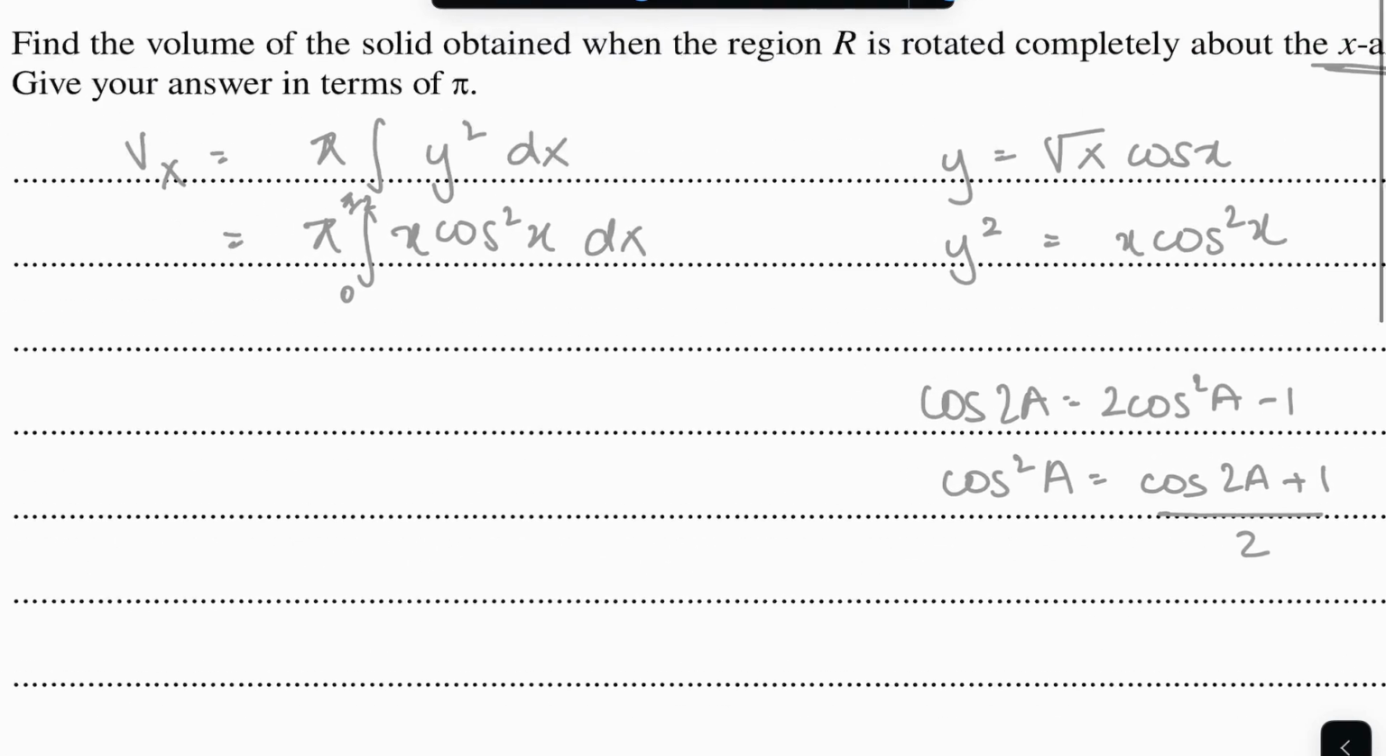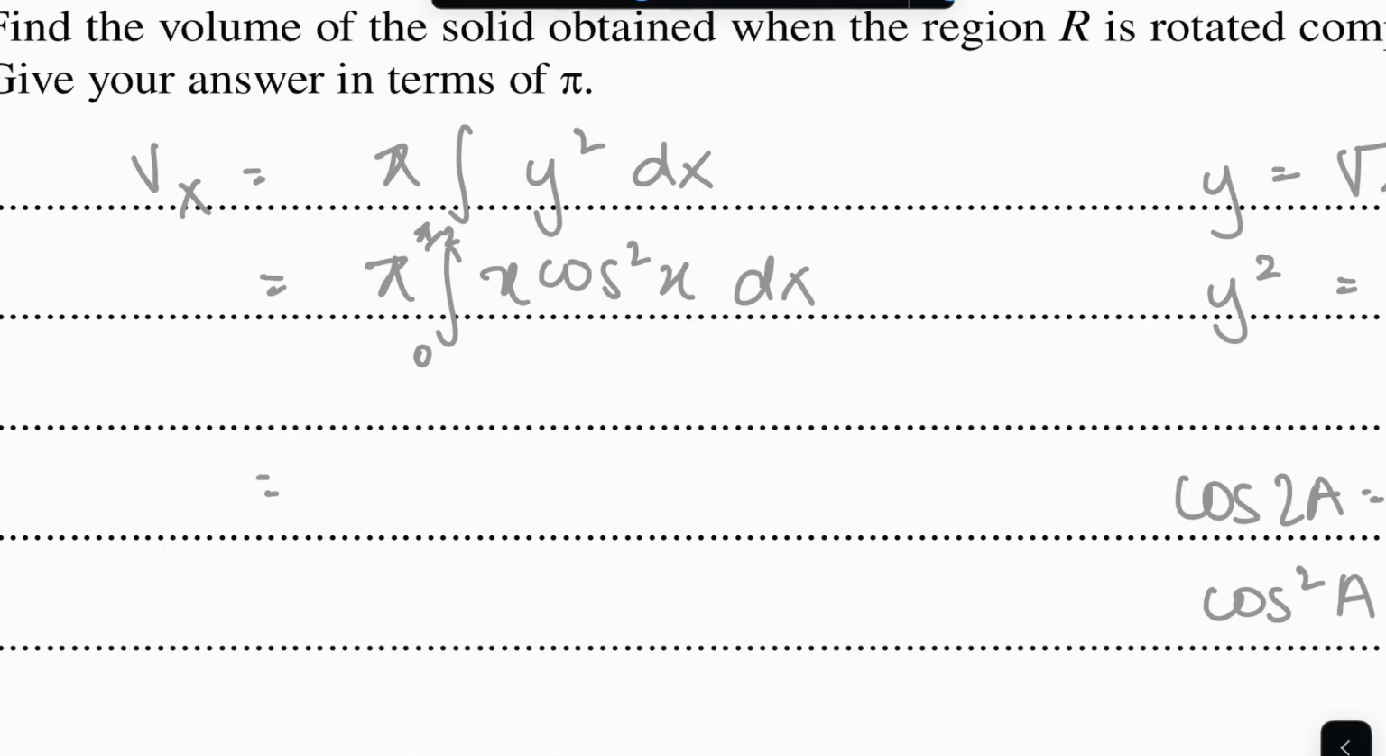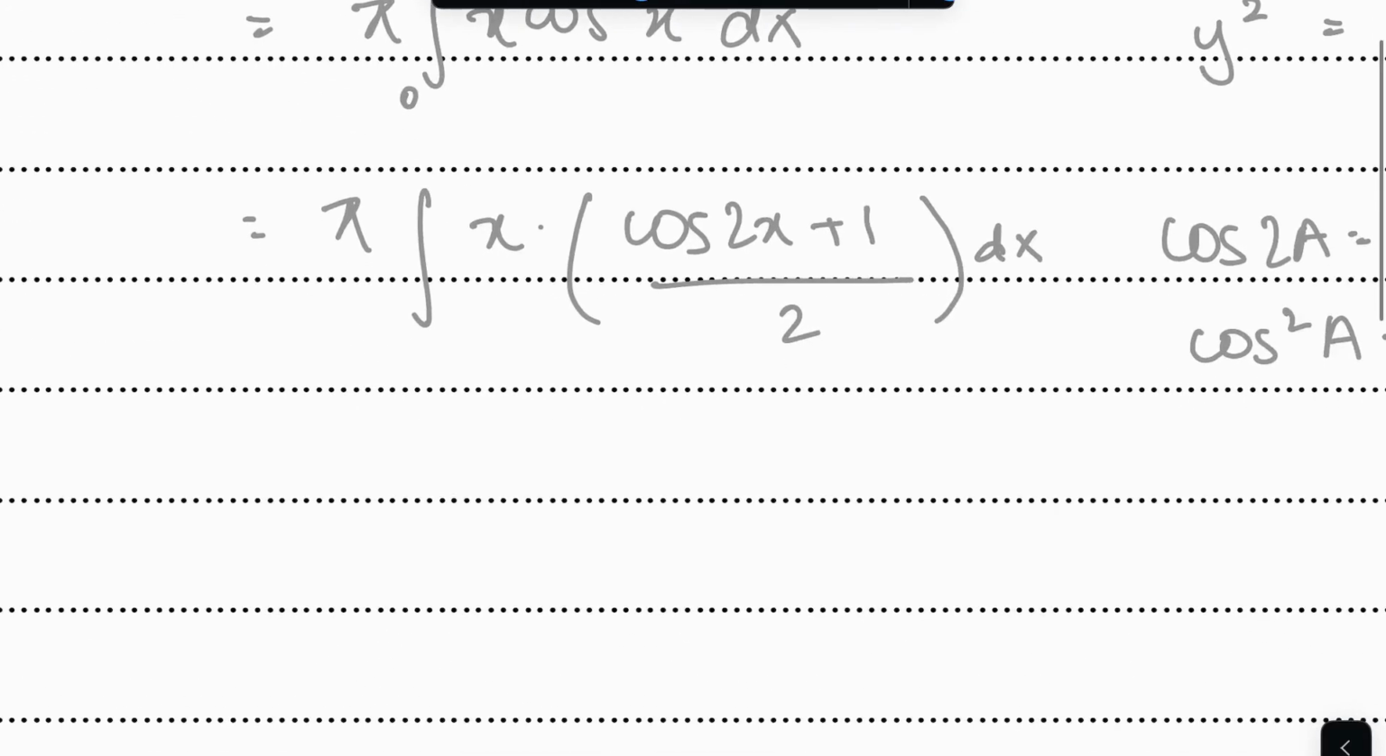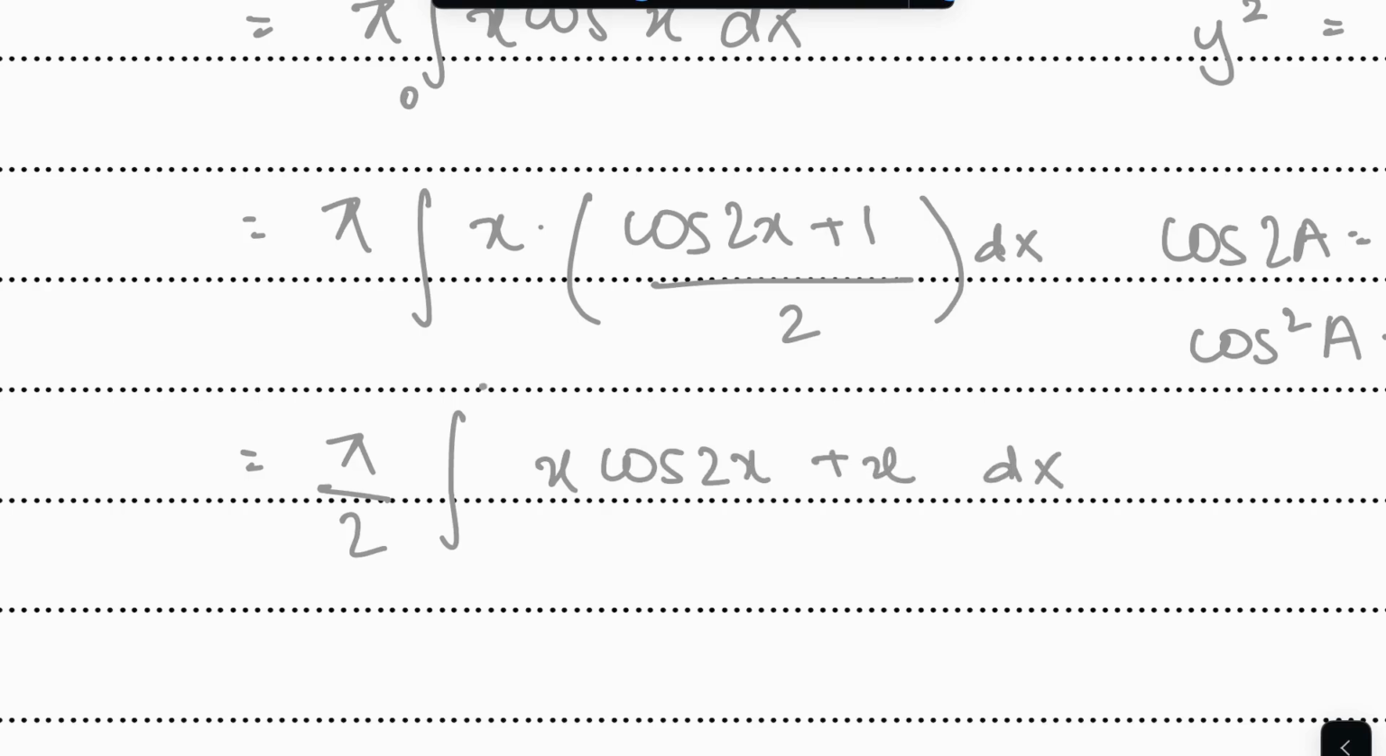So now if we replace this in our main formula, we can take the pi out to make it simpler for us, and in the integral we will have x times cos square x, which we are replacing by (cos 2x plus 1) over 2 dx. Now let's multiply the x in, and we can take this denominator out as well for our convenience. So we have pi over 2 integral x times cos 2x, and x times 1 will just be plus x dx, and our limits were pi over 2 and 0.